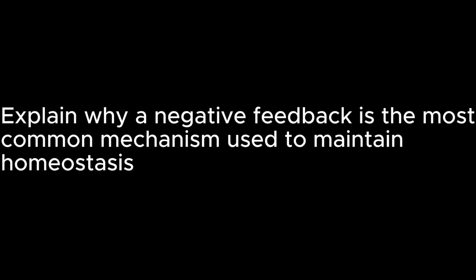Explain why a negative feedback is the most common mechanism used to maintain homeostasis. So a negative feedback loop is the most common mechanism because most of the time you want to stay in homeostasis. You don't want to be deviating from homeostasis. You want to stay there to survive. So that's why a negative feedback loop is used, because that is what gets you back to homeostasis.